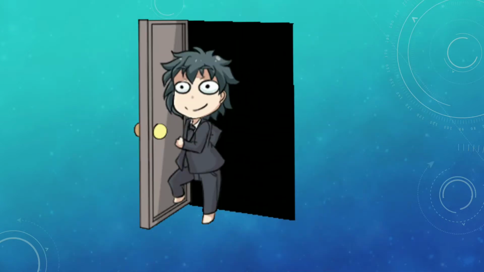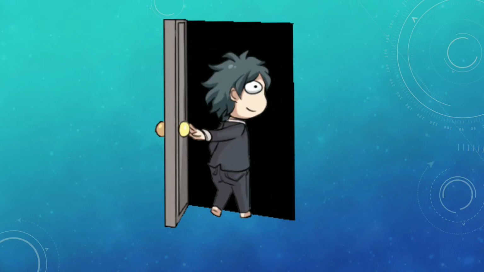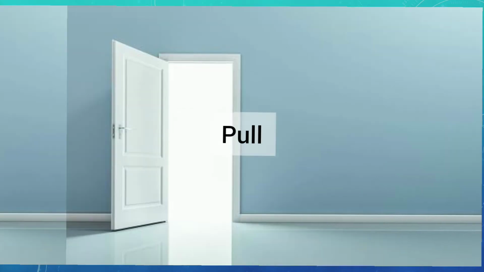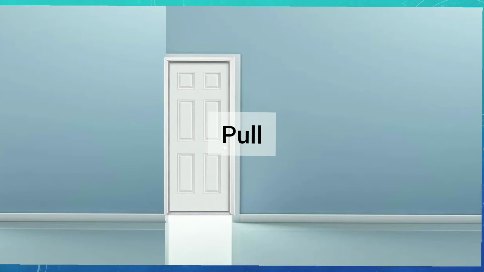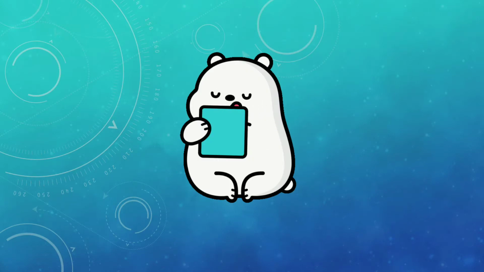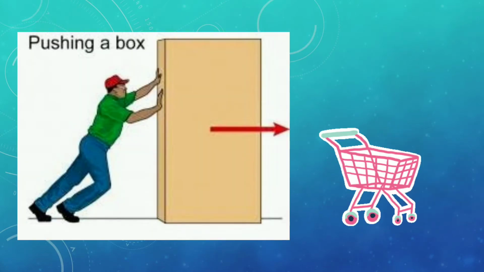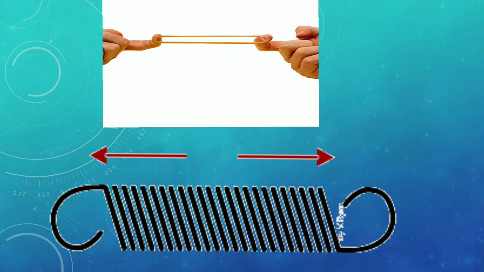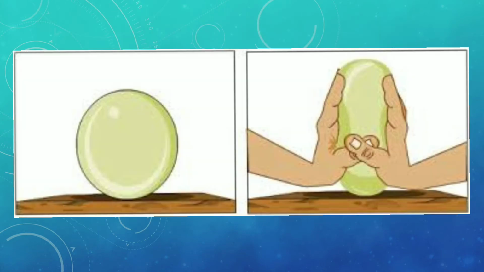We open or close a door by applying force. When we push the door to open it, then we apply a force on the door in a direction away from us. And when we pull the door to close it, then we exert a force on the door in a direction towards us. Students, forces are used in our everyday actions like pushing, pulling, lifting, stretching, twisting, and pressing.